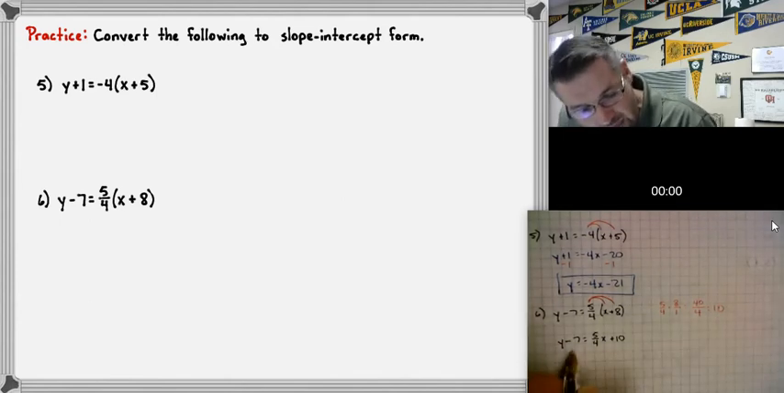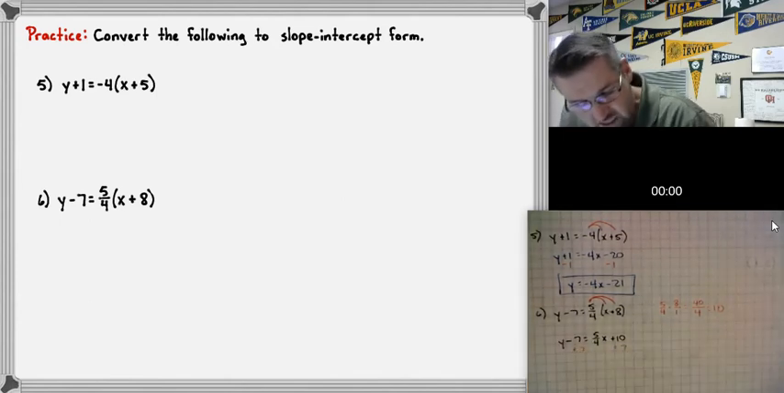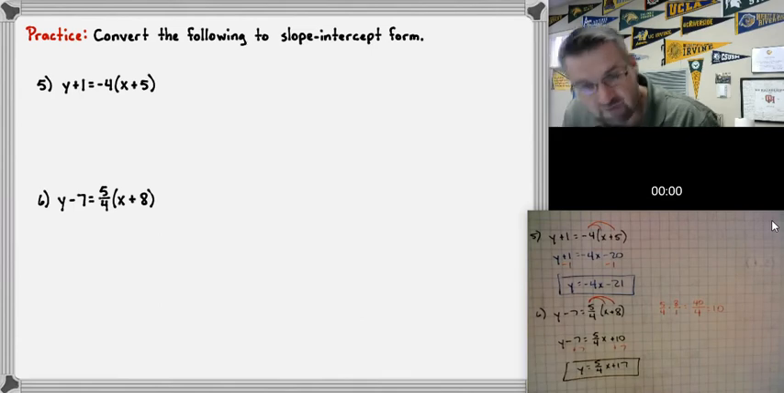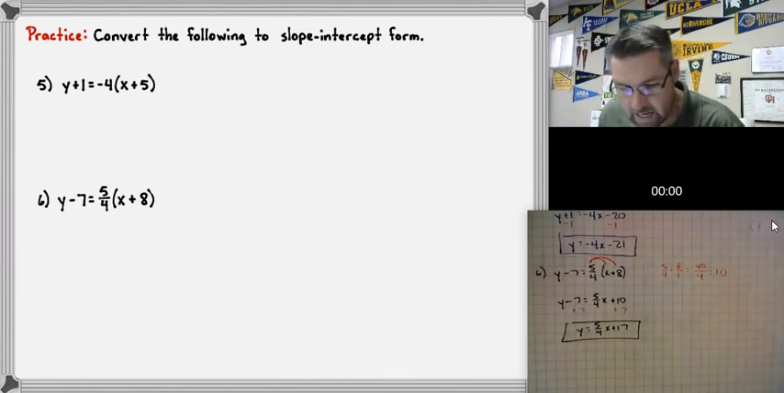Then we will add 7 to both sides to get rid of that negative 7. And we end up with y equals 5 over 4 times x plus 17. And that is our final answer there. So hopefully you got both of those right.